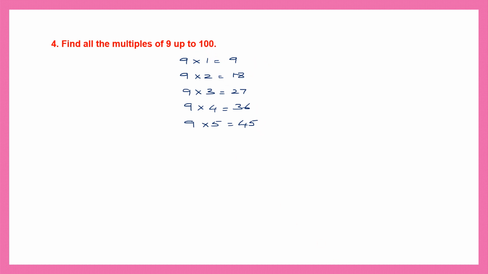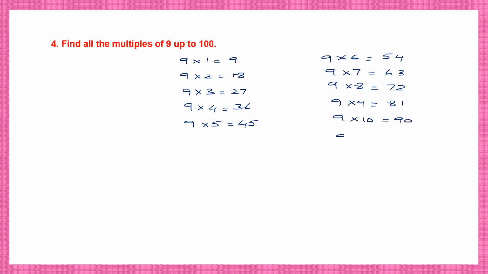So let's continue. 9 into 6, let me write it here. 9 sixes are 54. 9 sevens are 63. 9 eights are 72. 9 nines are 81. 9 tens are 90. And 9 into 11. 9 into 11 is 99.